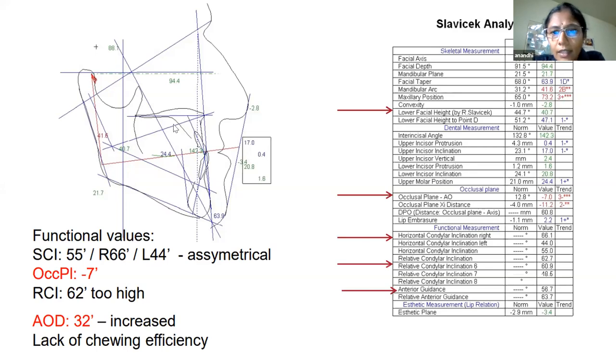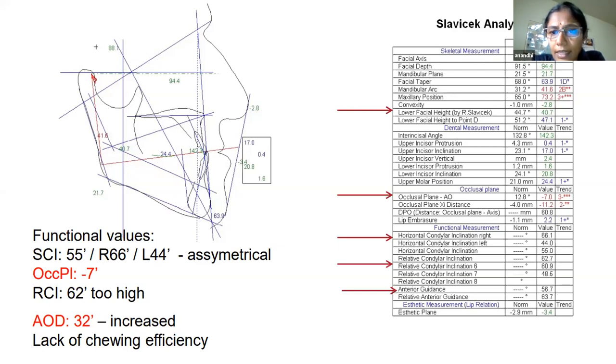Just the functional measurements, you can see here, the functional measurements are the ones that we get from the condylograph. With these measurements is when we can treatment plan how the incisor guidance is going to be for him, how the occlusal plane is going to be for him, right? So we get this number.